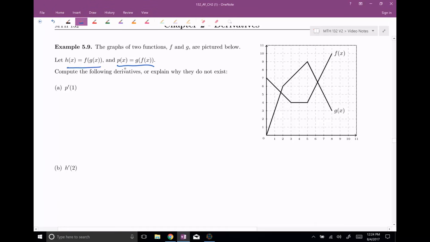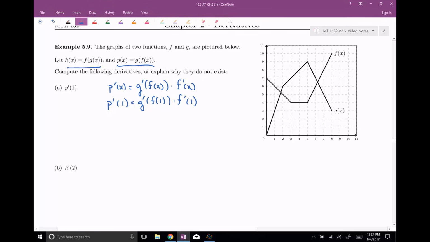So just as before, I need to use the chain rule. For part A, I have p prime of 1. So let's calculate p prime of x, which is going to be the derivative of the outside, leave the inside alone, then multiply by the derivative of the inside. We want the derivative at 1, so I'm going to plug in 1 everywhere I see x. So I have g prime of f of 1 times f prime of 1.